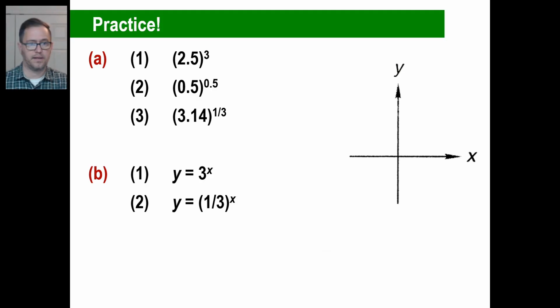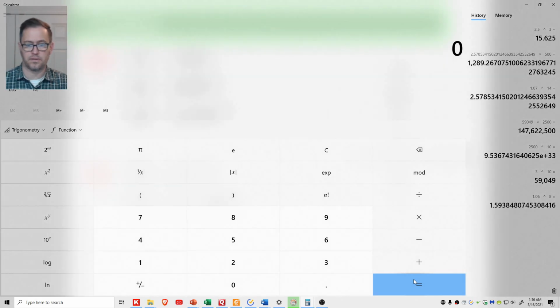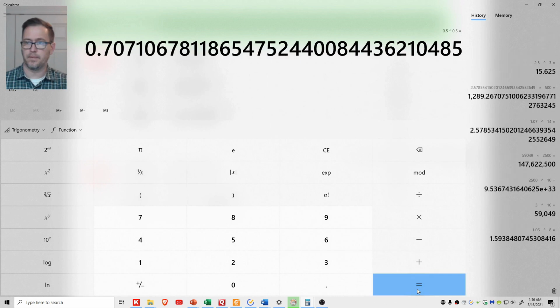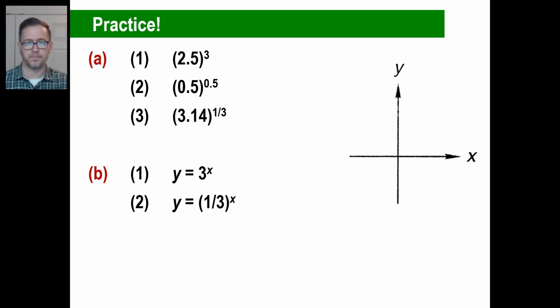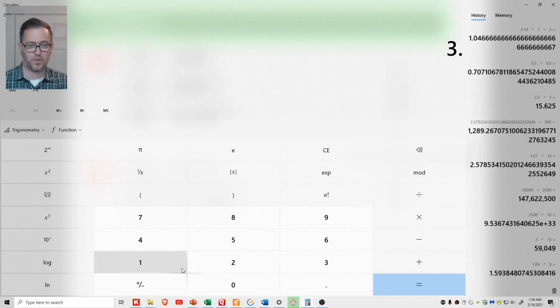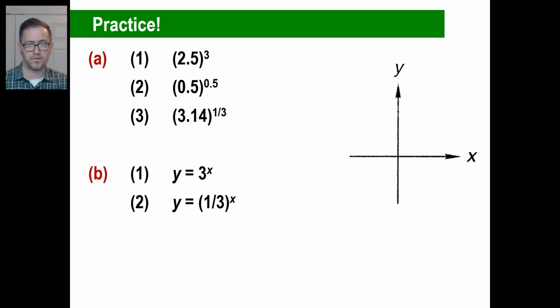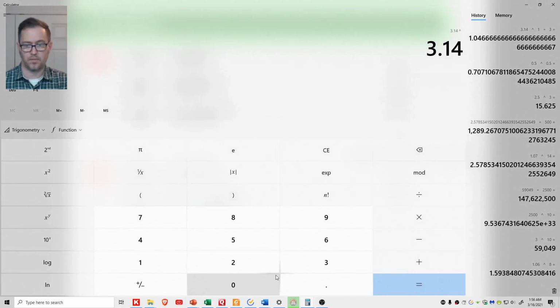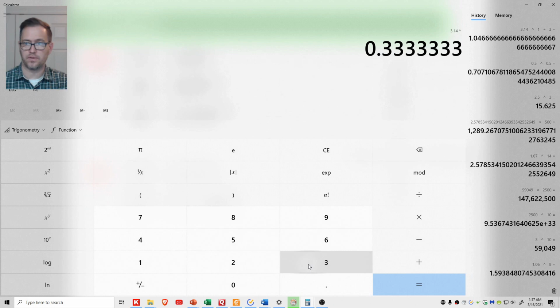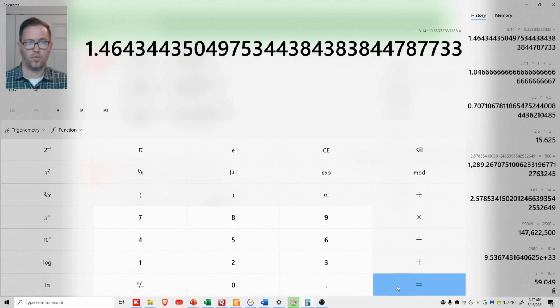Okay. All right, next, 0.5 to the 0.5 power. That's interesting. Once you have a method, use the same method to the 0.5 power. Bam, 0.707. That's the same thing as the square root, by the way. Then let's try 3.14 to the 1/3 power. Well, 3.14, and that was to the 1/3 power. We'll just do 0.3333 since we know that's a third. And here we go, 1.46.